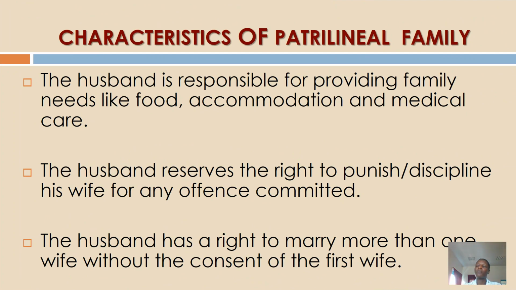The characteristics of a patrilineal family, like we have said: headship starts with the man, the husband. One feature is that the husband is responsible for providing all the basic needs of the home. We have food. If there is need for a house, the husband will be there to provide. Then medical care, if someone is sick, it is on the head of the husband. The woman may have her money and decide to keep it, because the man is the head. Another feature is that the husband reserves the right to punish and discipline the wife for any offense committed, because he is the head, he is the breadwinner.